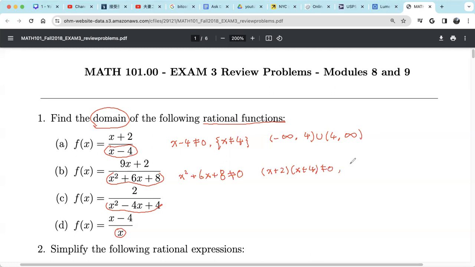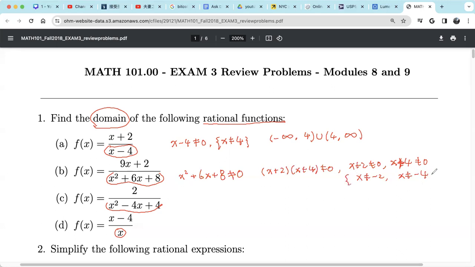By the 0 property, this is saying each factor cannot be 0. So x plus 2 cannot be 0. X plus 4 cannot be 0. Oh, this is a plus. Solve the first one. You see, okay, x cannot be negative 2. The second one, x cannot be negative 4.